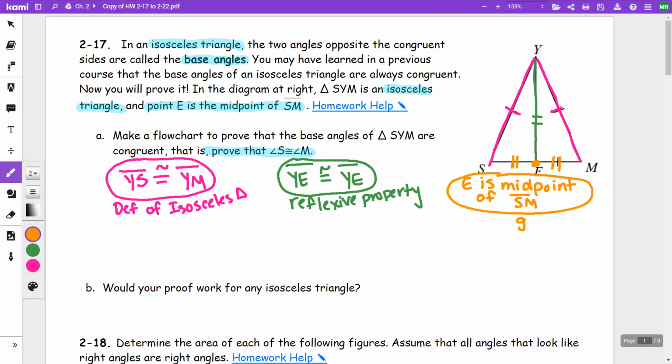Now, in this situation, they actually did kind of show that in the picture, but they won't always. So we need to understand that we need to say that that's a midpoint. Knowing that that's a midpoint is going to lead to the next statement, that line segment SE is going to be congruent to line segment EM. And that is going to be by definition of midpoint.